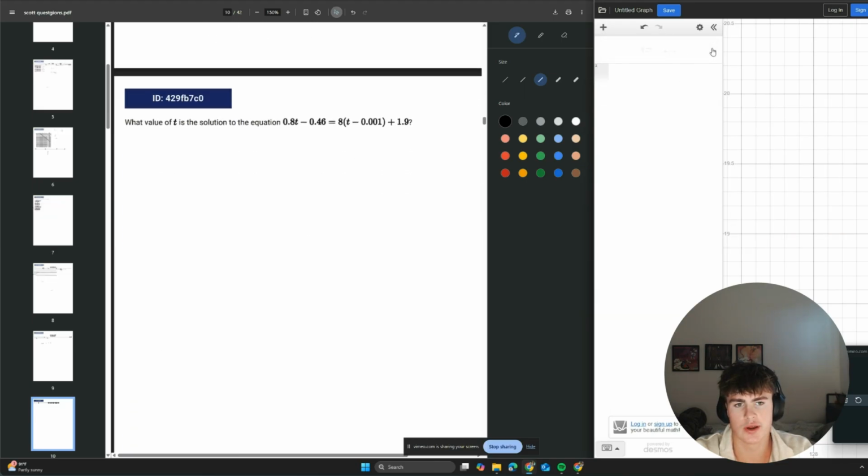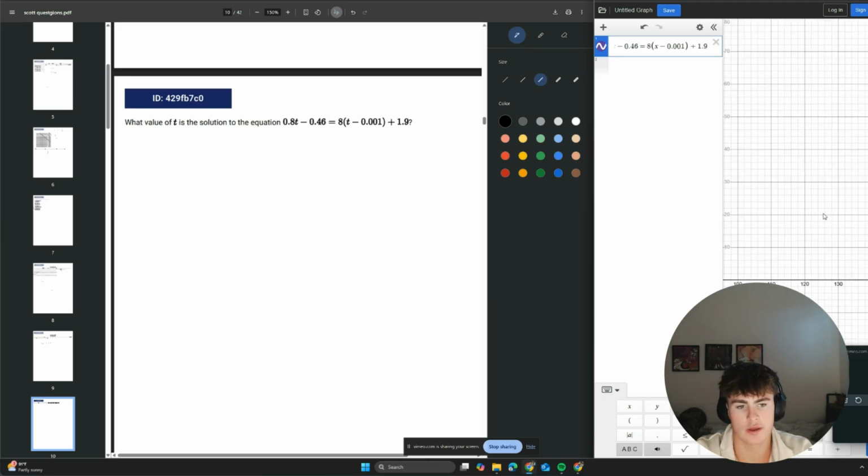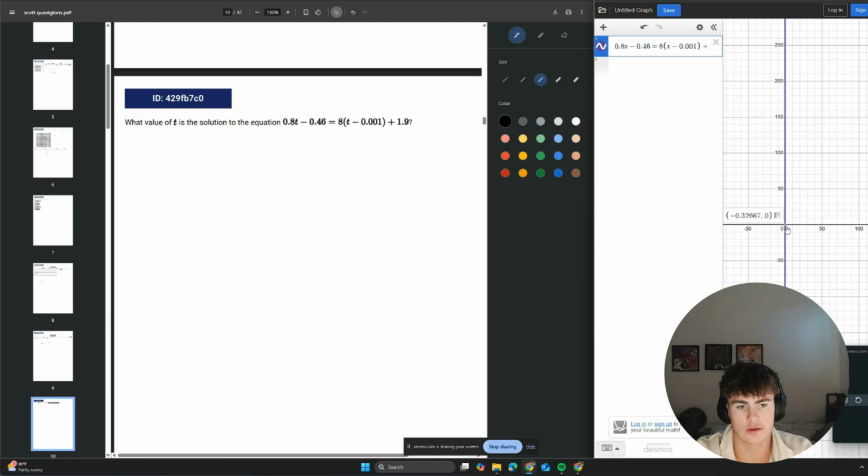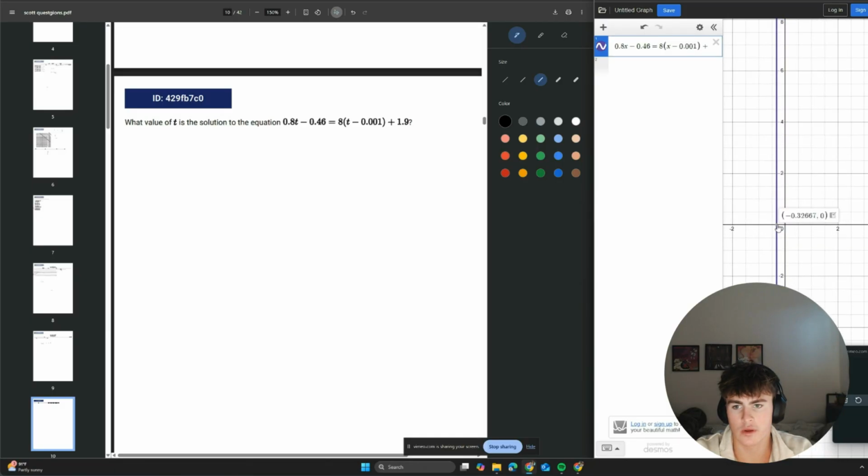This one's really, really simple. Replace T with X. I don't even know if you have to, but that's just what I do. 0.46 equals 8.6 minus 0.00. Oh, shoot. Alright, like that. What value of X is a solution to this equation? X will be... Whoa. I don't like that at all. I mean, I guess that's it. Negative 0.327.